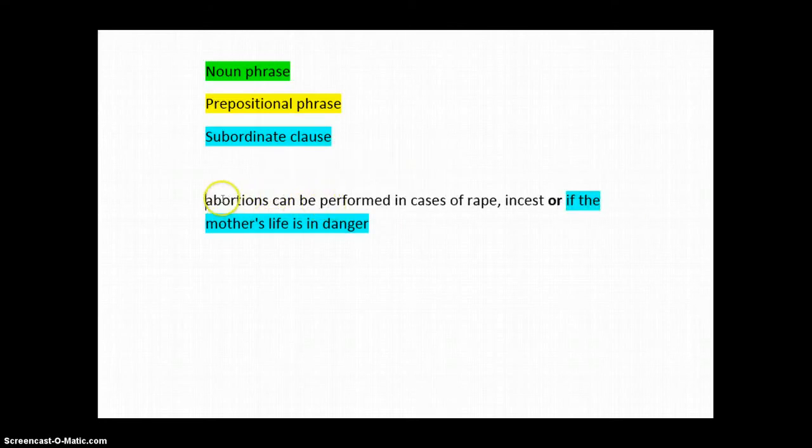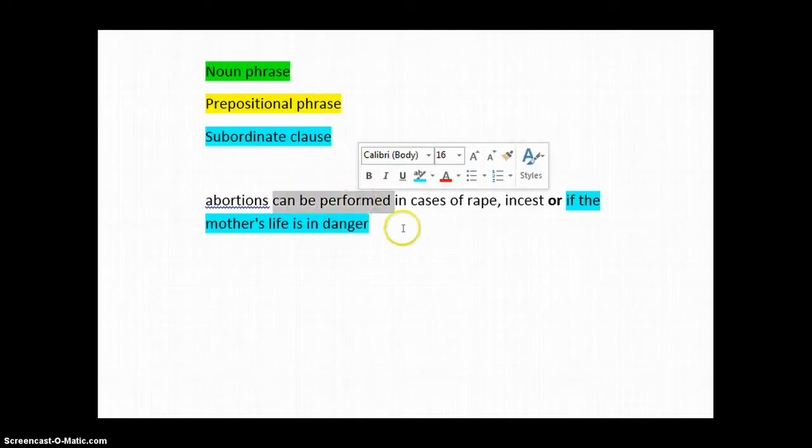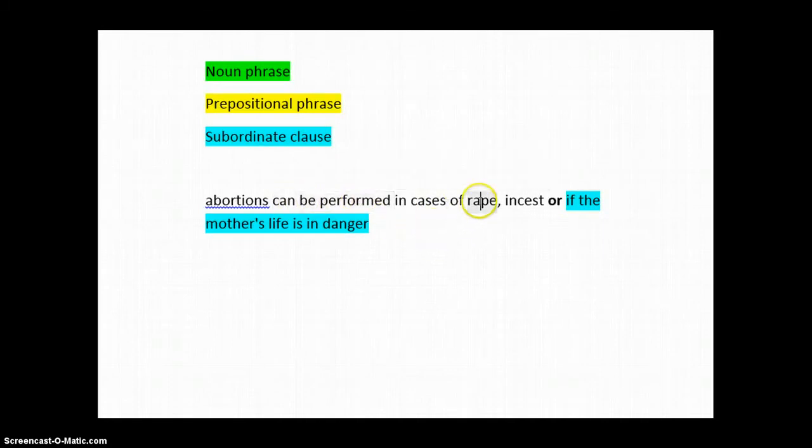Right? So there is no subordinate clause on this side now. What is there? The author is trying to talk about situations when abortions can be performed. So they can be performed in this case, rape, in this case, incest. Well, these are noun phrases. Or if the mother's life is in danger. So what we really need to do is turn this into a noun phrase. So how do we do that?